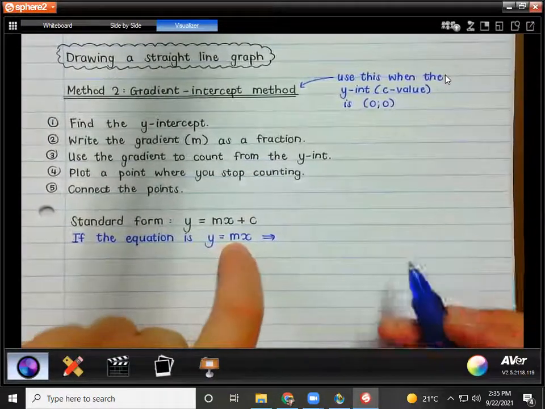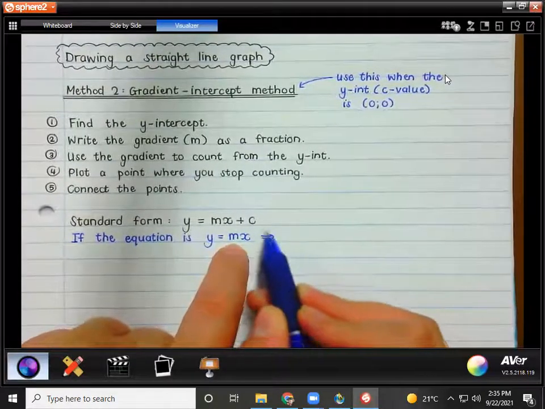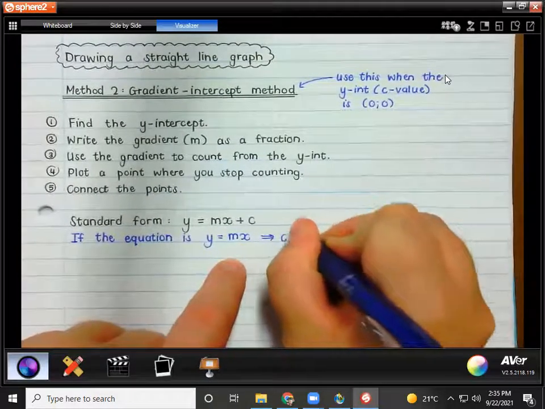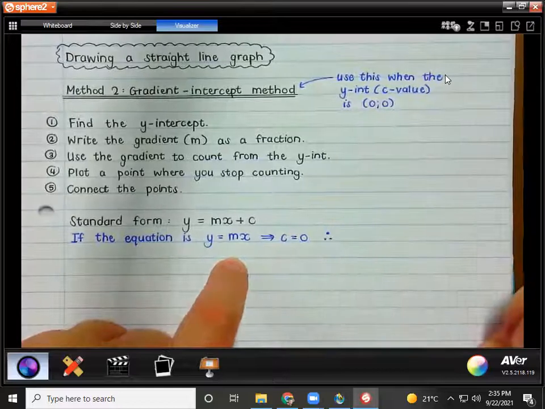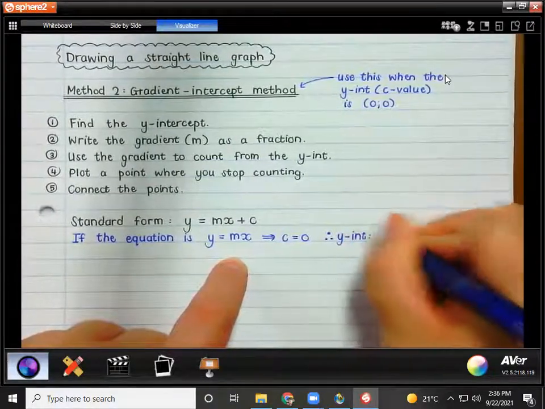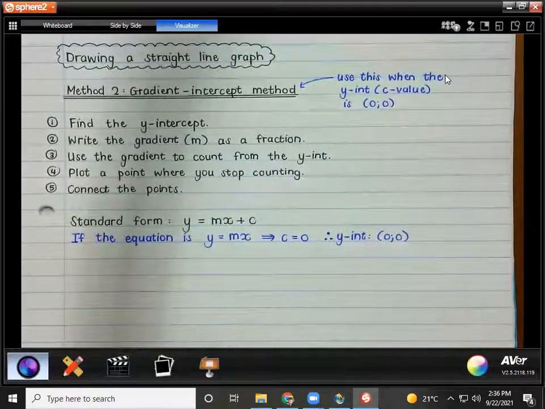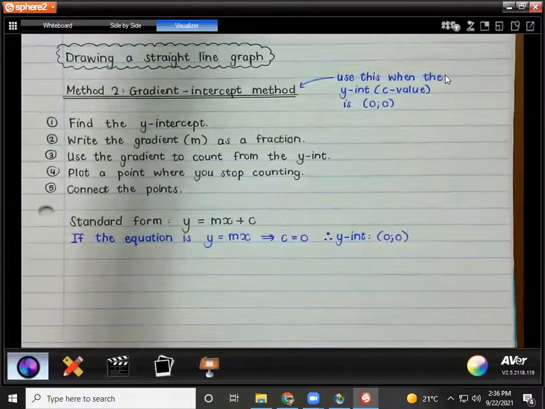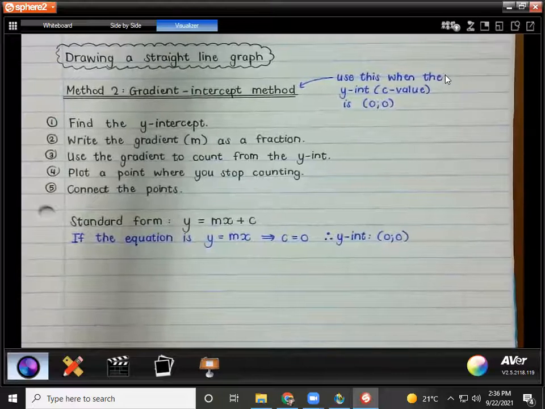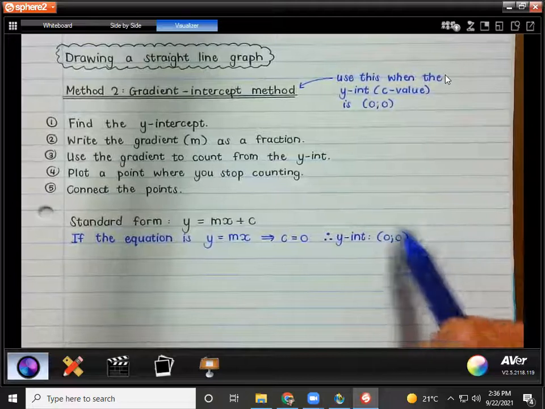We are going to do examples now. We can see here that there is no c value written. That means that it's 0. So then c is 0, which means your y-intercept is the point (0, 0). Guys, do we remember for y-intercept? Your x value is always 0, and your y value is c. So if it looks like this, your y-intercept is going to be the point (0, 0).